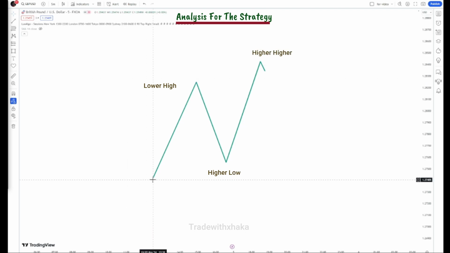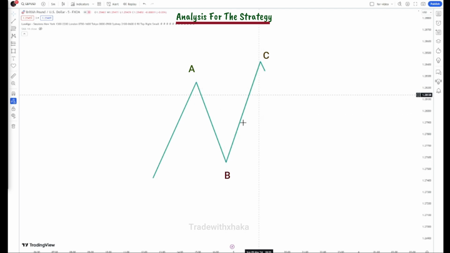So now this leg here, from here to here, is the A leg, which is a lower high. Then from here, the B leg is a higher low. From point B, we have C, which is a new higher high. That is the ABC pattern. And most of us who are into smart money concepts can identify this very structure as a breakout structure. It doesn't matter what you call it, it doesn't matter how you understand it. What matters is, can you identify this as an ABC pattern or breakout structure?